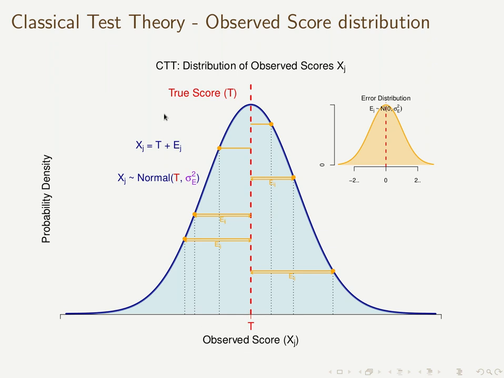And the idea is that my observed scores also follow a normal distribution. Again, because the only thing I'm doing is taking this true score as my starting point, and I'm just moving on each observation based on my error term, which is normally distributed.